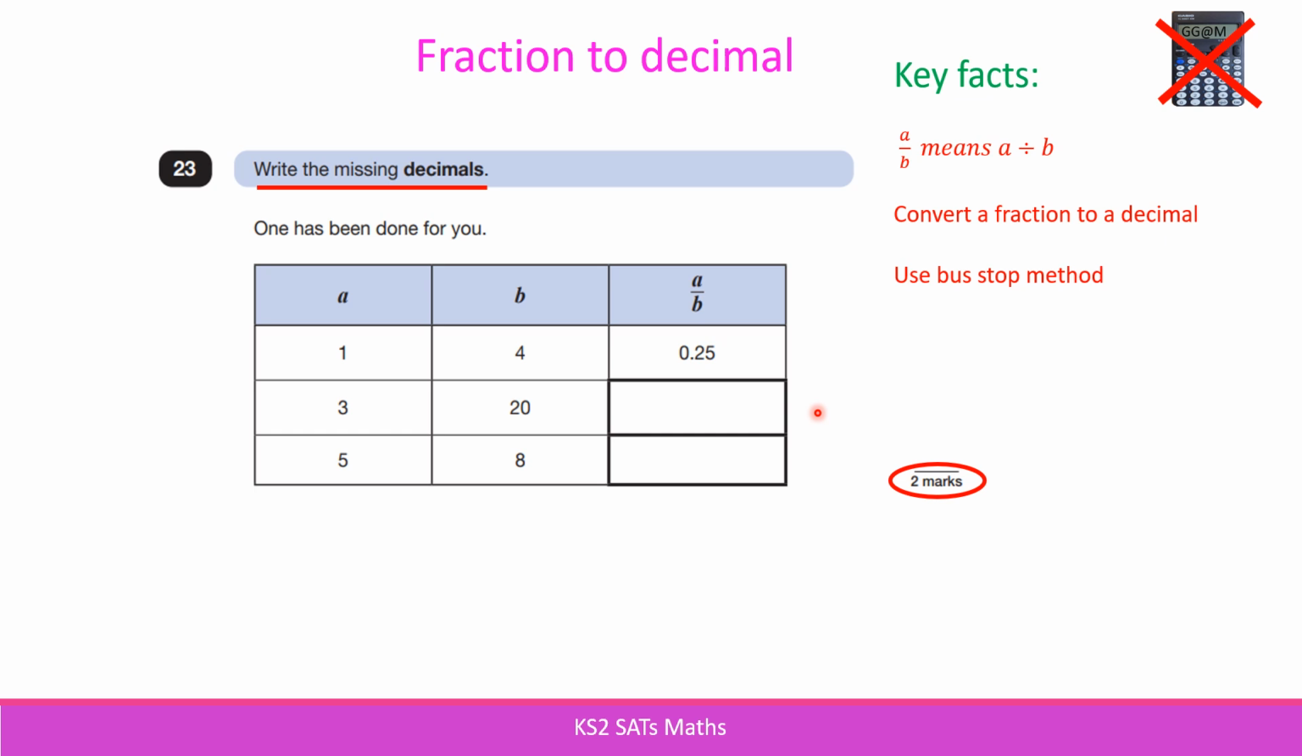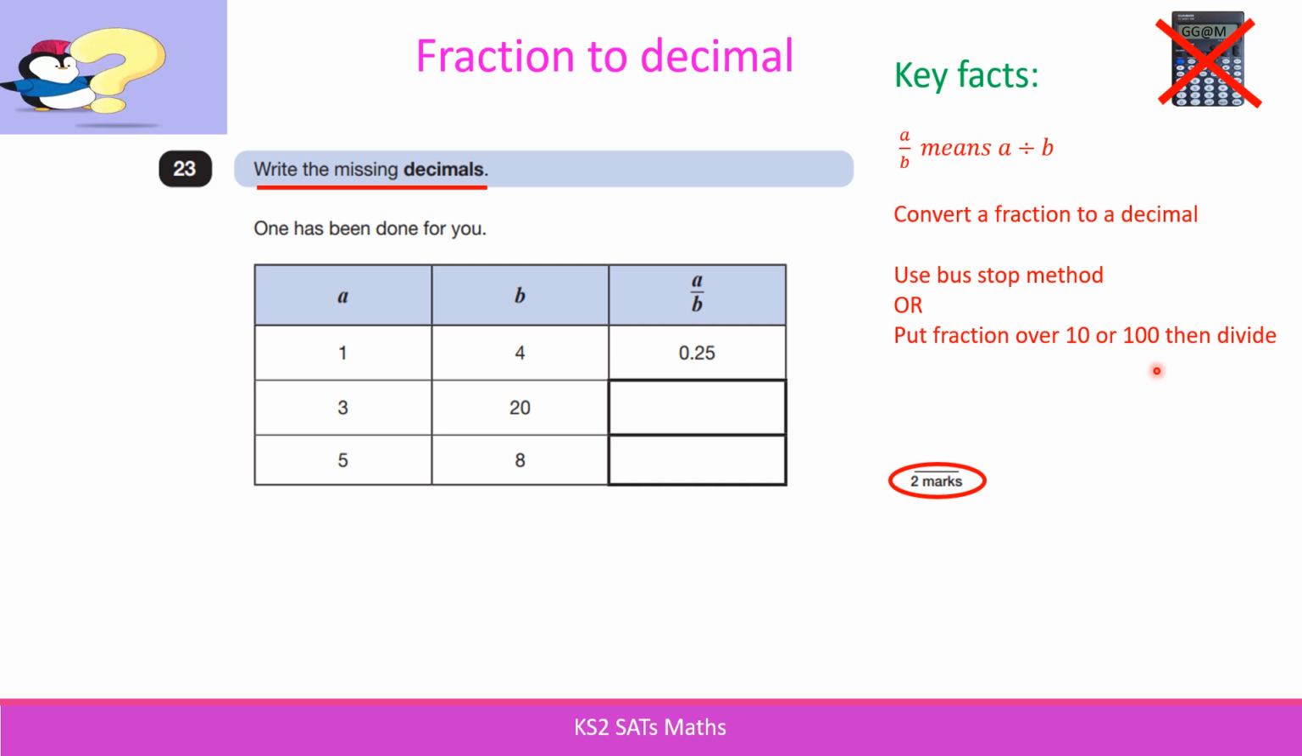Now to do that, you need to use the bus stop method, or you need to convert the denominator of the fraction to be 10 or 100, because it is easy to divide by 10 or 100. So you can then divide your numerator by 10 or by 100, depending on what denominator you've chosen. Press pause, have a go at working out the answer, and then press play when you're ready to hear the answer.